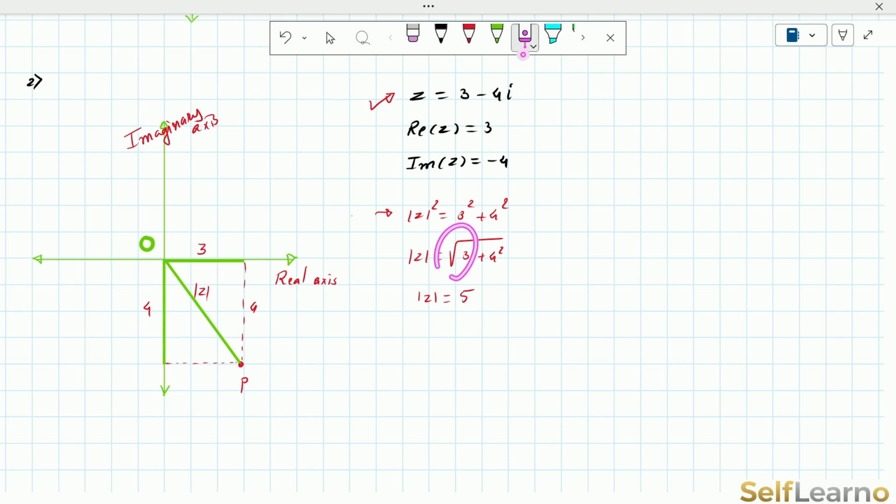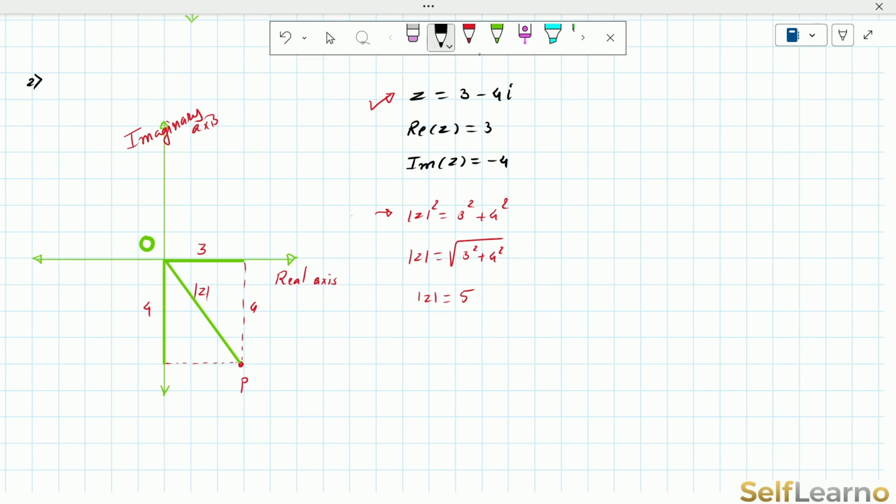Even though we are taking square root, we have accepted the positive value only because the modulus of complex number is nothing but the length of this line. And the length of the line must have positive value. See this, if you write this negative 4, it does not make any sense. The length of the side must have positive value. So how can you write negative 4 over here? No. This negative 4 means 4 on the other side. That's all.